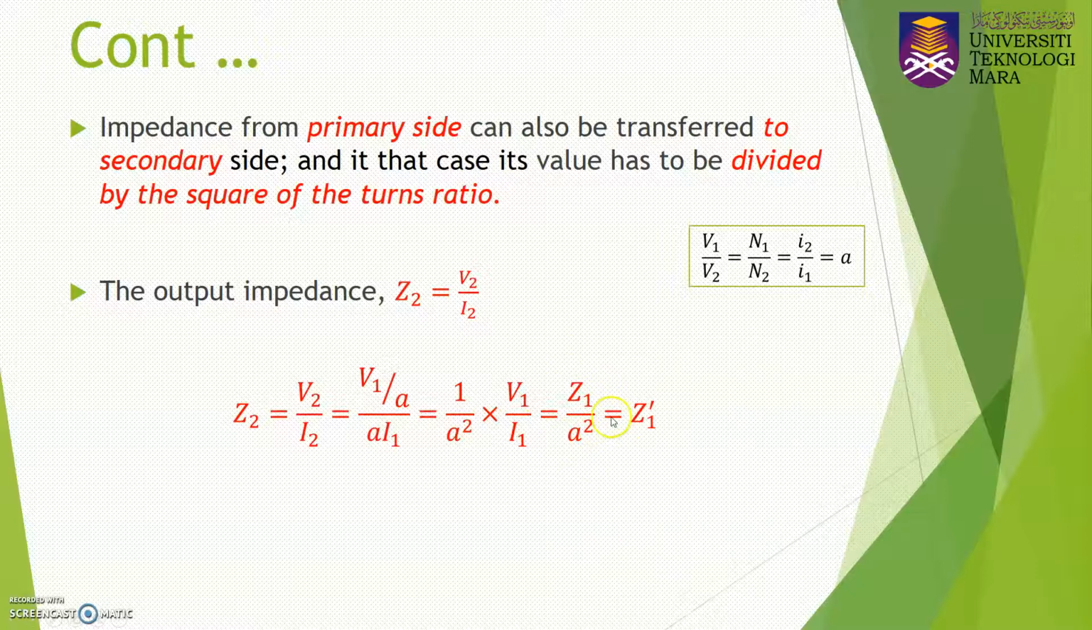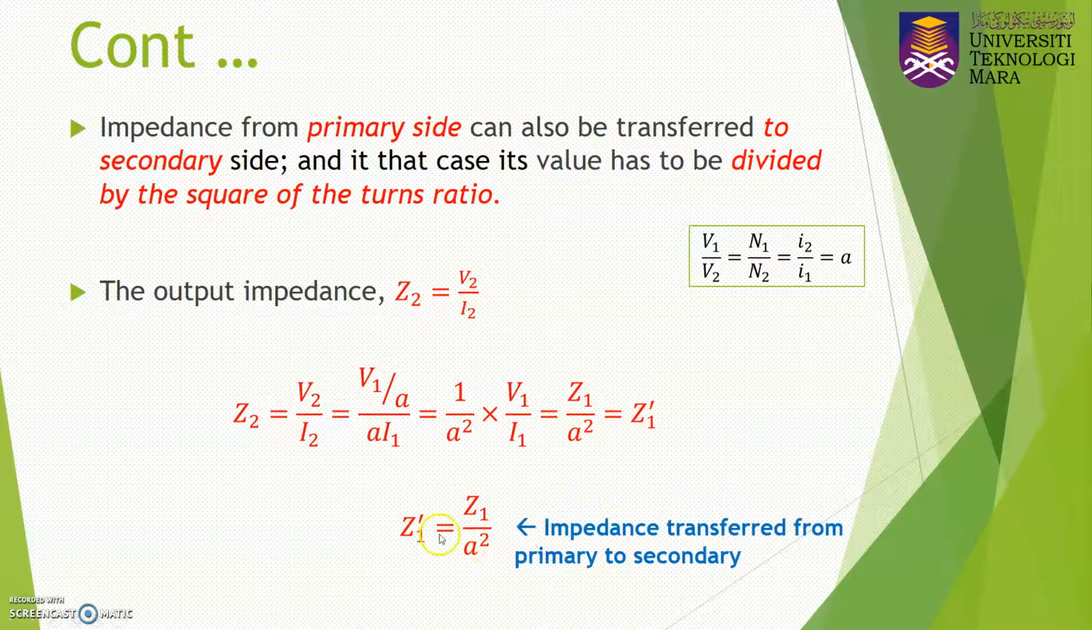So here, if I move my impedance from the primary side to the secondary side, the new Z1 will be denoted as Z1 prime, equal to Z1 divided by A squared. So the value has to be divided by the square of the turns ratio. So Z1 prime is actually the impedance transferred from primary to the secondary.